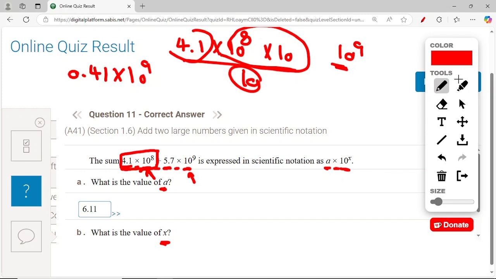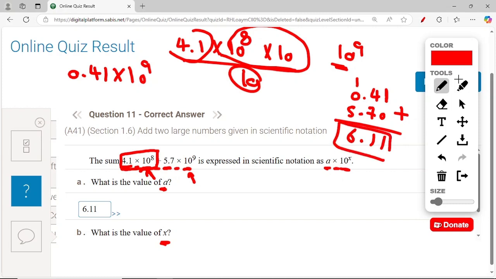So I have now 0.41 plus 5.7, okay, 1, 4 plus 7 is 11, 1 point, so it will be 6.11 multiply 10 power of 9. So that means A will be 6.11 and x will be 9. Okay.